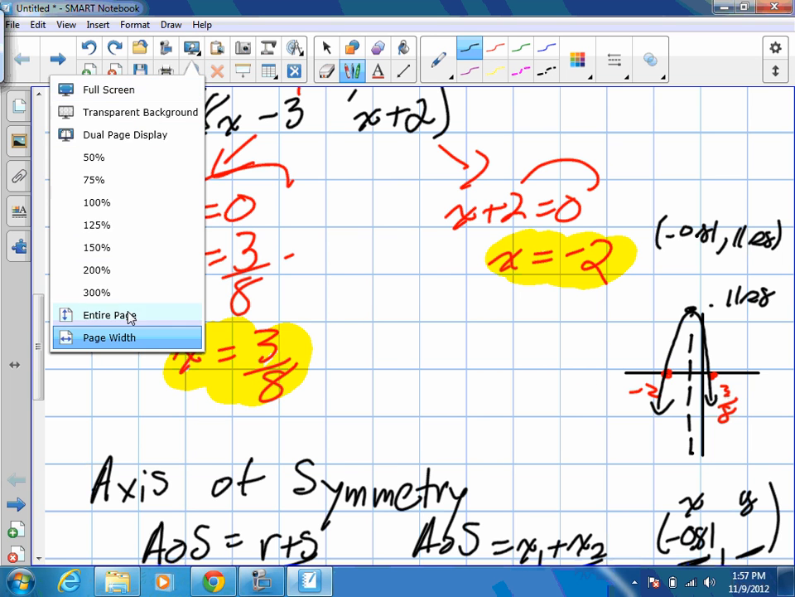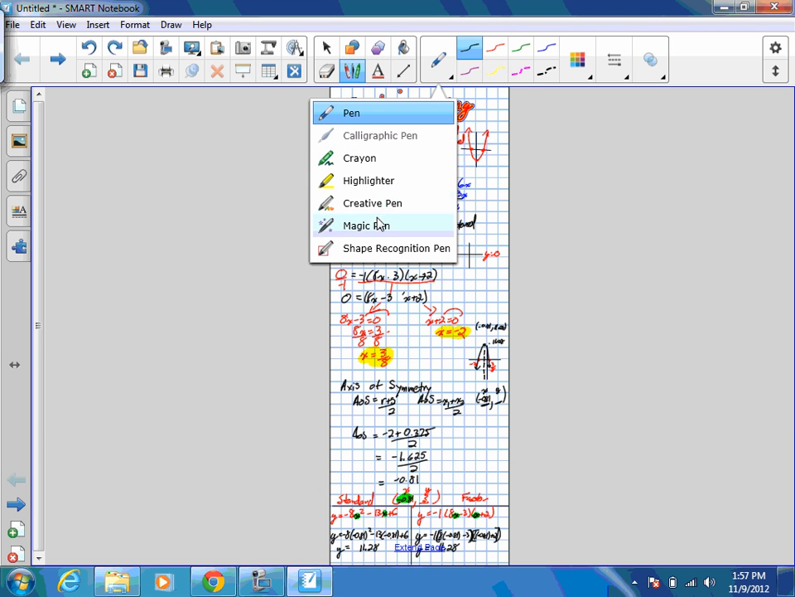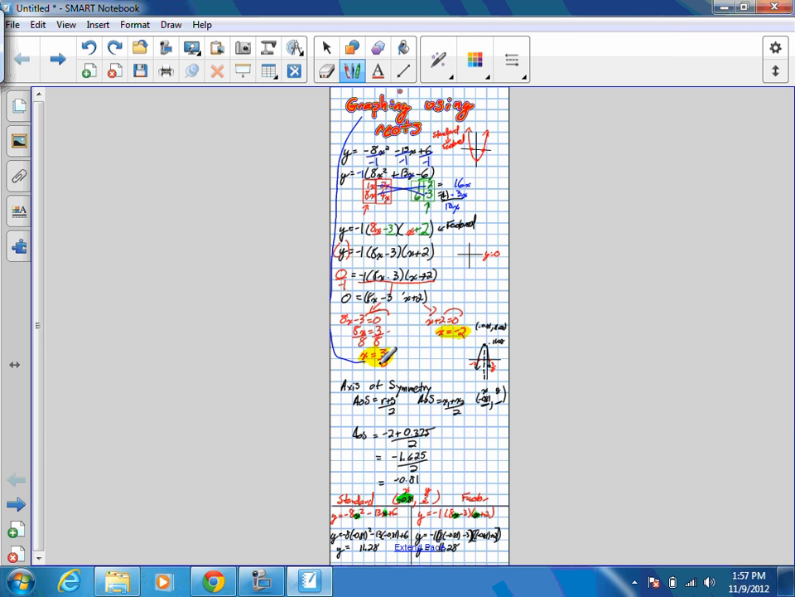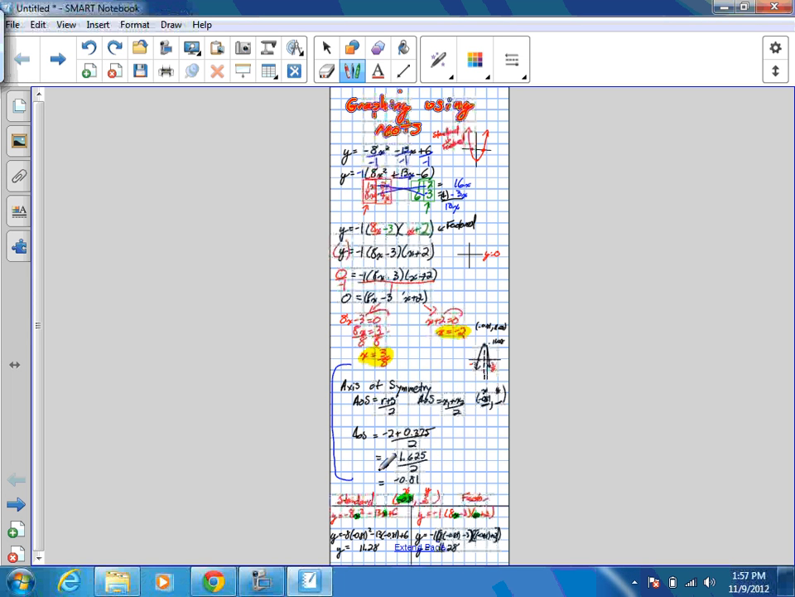So, just to recap, from here to here was nothing new. It was all what we did the other day. Finding the axis of symmetry and then the y value of the vertex is what's new to us. Okay?